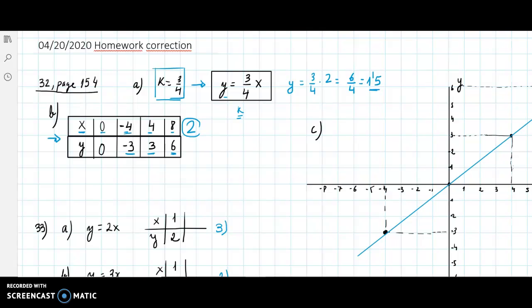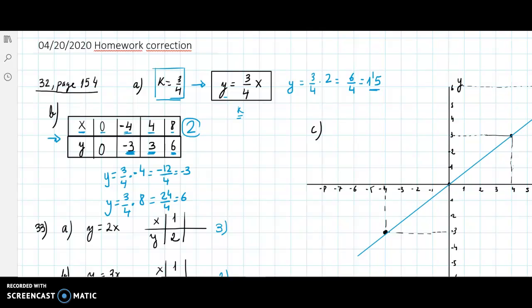So for -4, the formula is 3/4 times -4. So 3 times -4 is -12 over 4. So this is -3. For the number 4, you get 3. And for the number 8, you substitute in the formula the number 8. It is 24 over 4, 6. That is the number that you get.